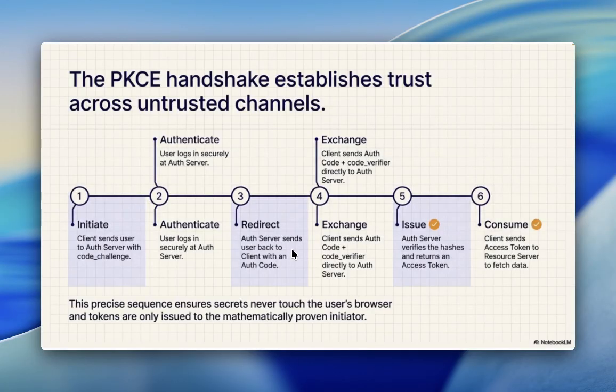The PKCE handshake establishes trust across untrusted channels. First, initiate: the client sends the user to the auth server with a code challenge. Authenticate: the user logs in securely at the auth server. Redirect: the auth server sends the user back to the client with an auth code. Exchange: the client sends the auth code plus the code verifier directly to the auth server. Issue: the auth server verifies the hashes and returns an access token. Consume: the client sends the access token to the resource server to fetch data. This precise sequence ensures secrets never touch the user's browser, and tokens are only issued to the mathematically proven initiator.